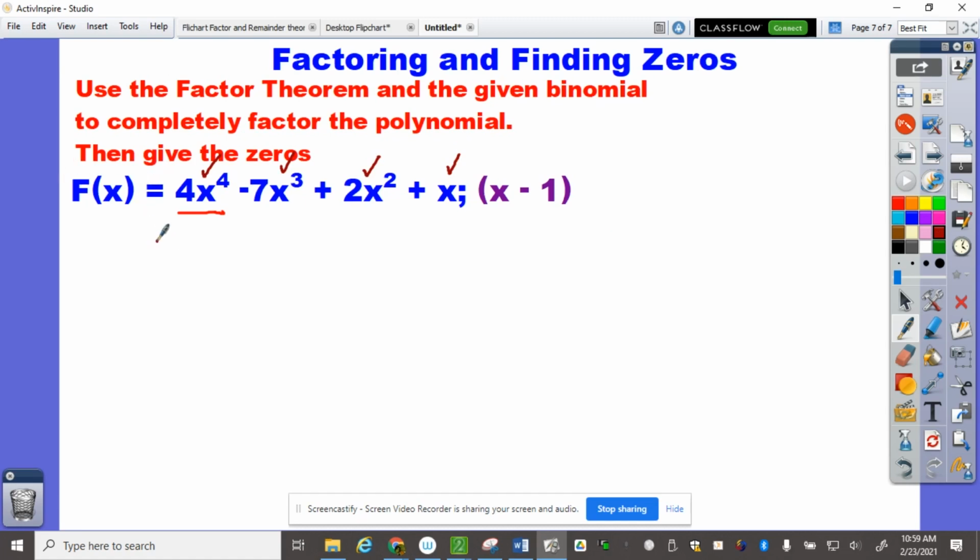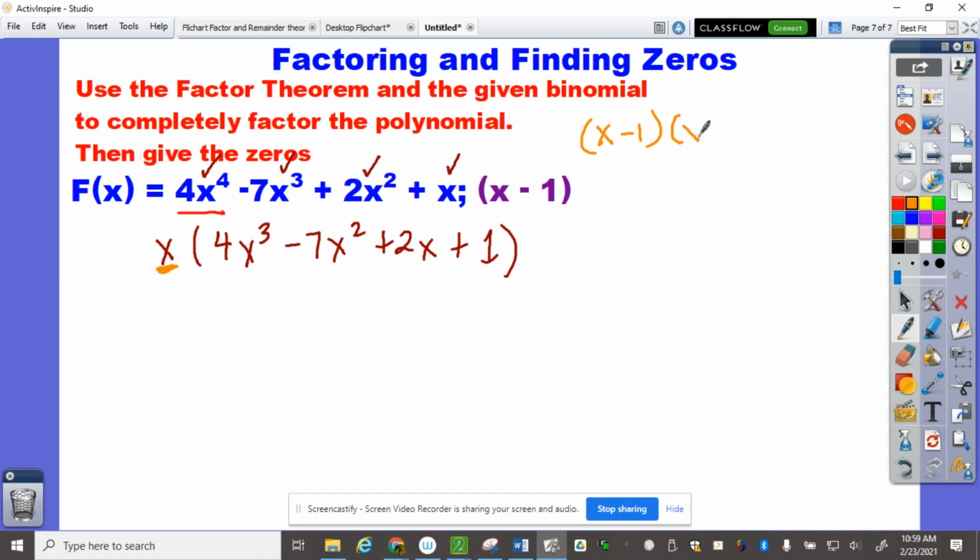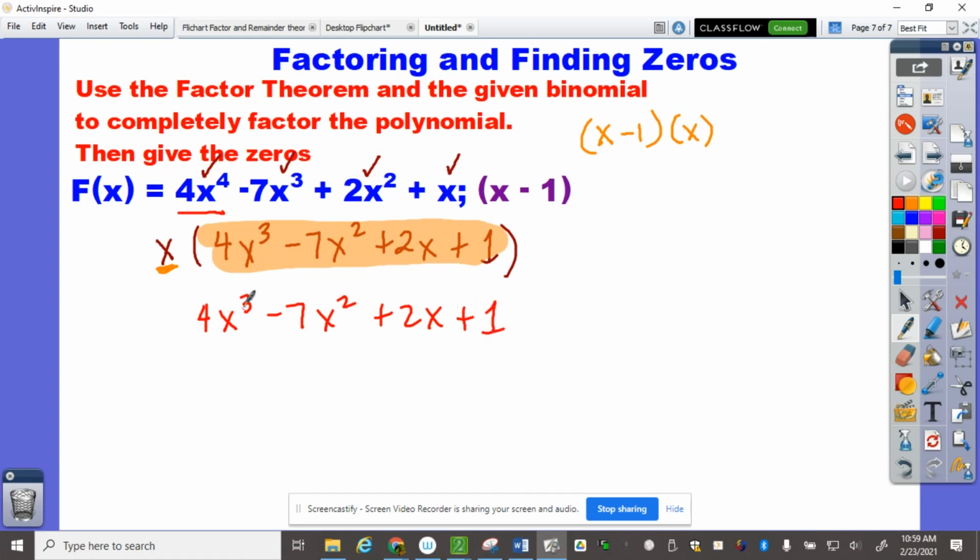So I can factor out the x there, and that will give me 4x cubed minus 7x squared plus 2x plus 1. That tells me that one of the factors is x minus 1, which is the given, and this x here is another one. So now I can focus on this one here, okay? We have 4x cubed minus 7x squared plus 2x plus 1. Now, the degree here is third, so we need to find 3 factors here, okay?